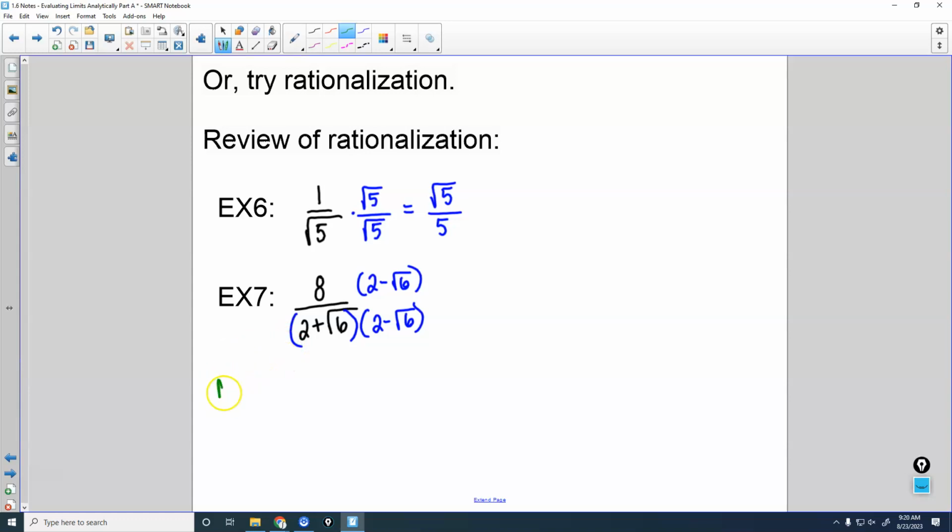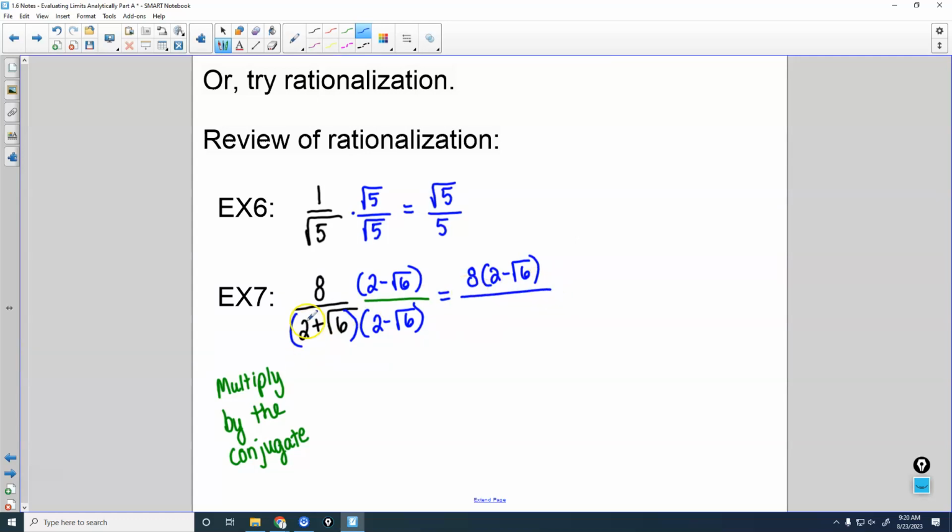This is called multiplying by the conjugate. Okay, so the conjugate is whenever you have like a binomial, it's the exact same except you change the sign in the middle. And the reason that we do that is because it creates a difference of squares in the bottom. So in the top, I could either leave it factored, or I could distribute that 8. Either one, it's not going to simplify either way.